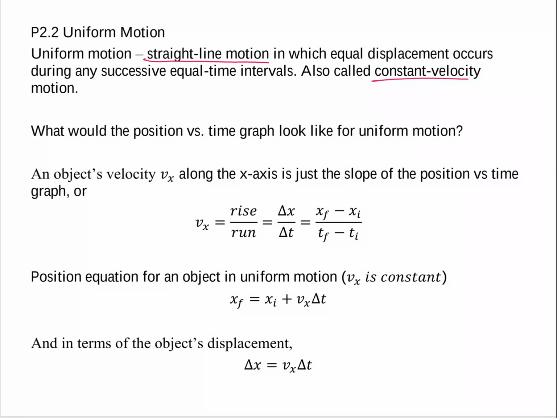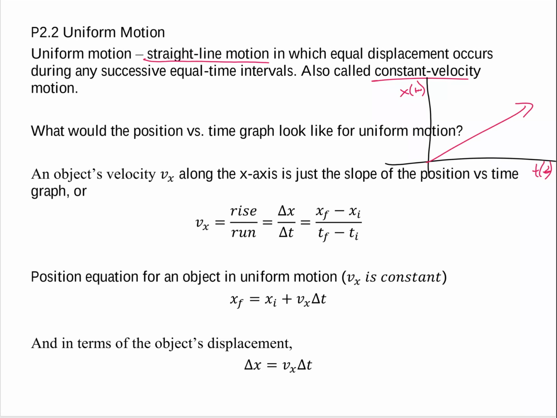What would the position versus time graph look like for uniform motion? So if I draw, let me put a little sketch on here. What is a position versus time graph going to look like for uniform motion, do you think? Linear. Yeah, some kind of linear situation. Something like that. Exactly. An object's velocity, so v sub x if we're moving in the x direction, is just the slope of the position versus time graph. We've talked about that already.